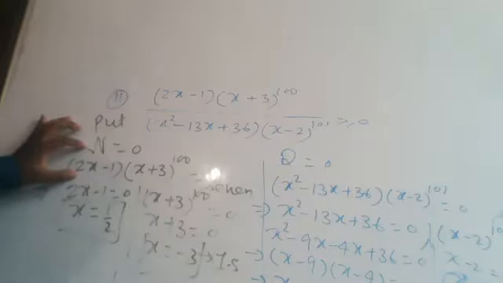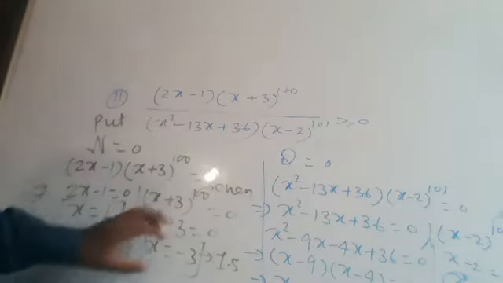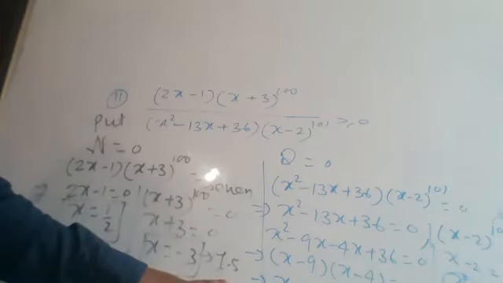After putting the numerator equal to 0 and solving, the power is even. So the solution corresponding to this is an isolated solution. We have to just mark it, okay?